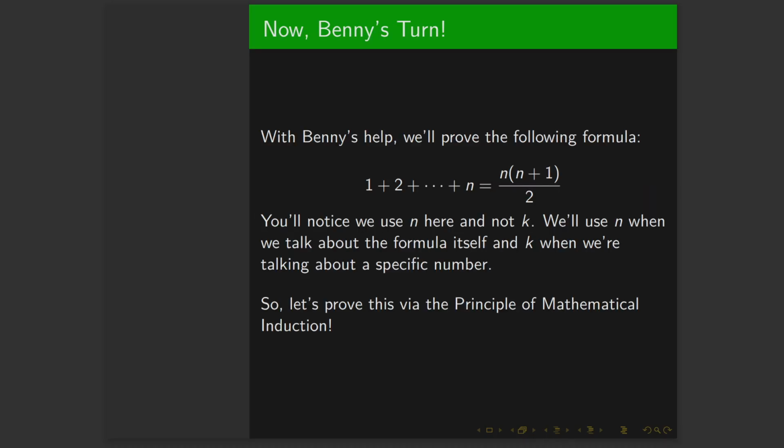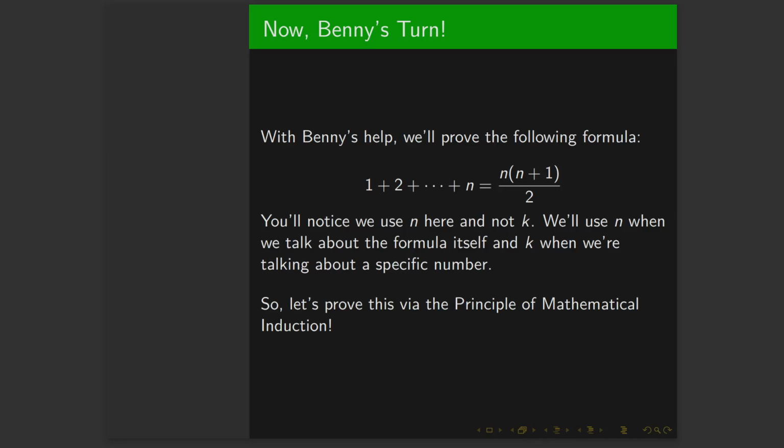Now the question is, what does this have to do with math? Let's say we want to show a closed form or find a formula for a summation or a recursive formula where we rely on the previous part. We have to claim that the formula works for every single number. So with Benny's help, we'll show that this formula, 1 plus 2 all the way to plus n, is n multiplied by n plus 1, all divided by 2. That's what we'll show.